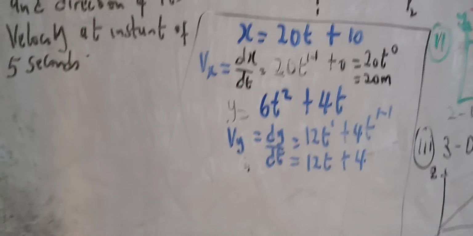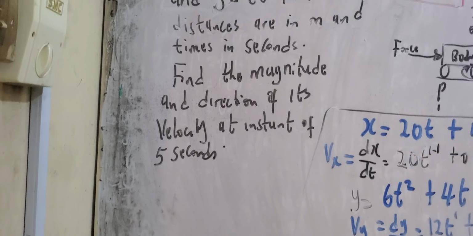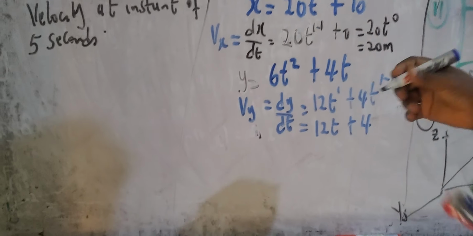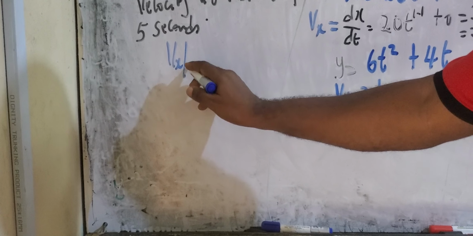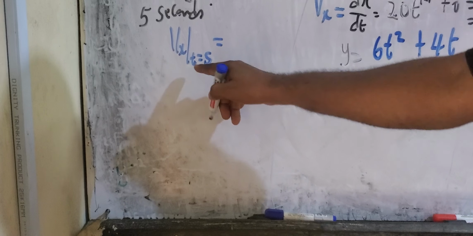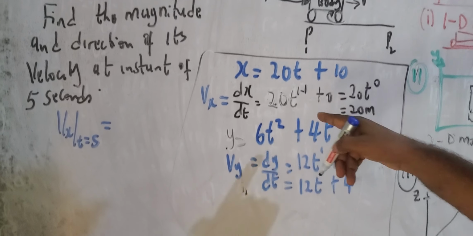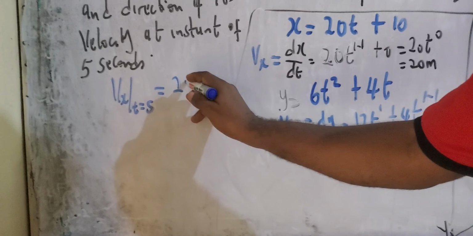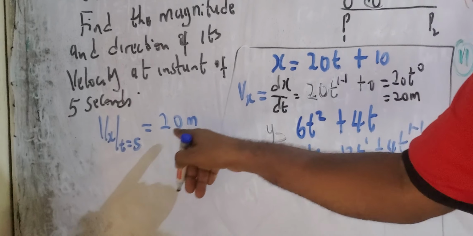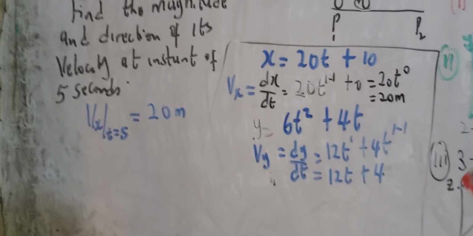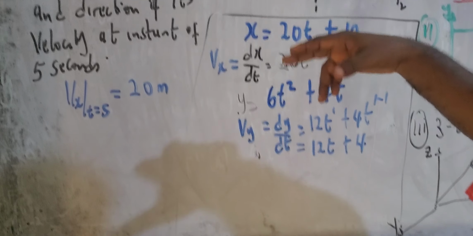So now, we are given the instant. They say find the magnitude and direction of the velocity at an instance of 5 seconds. So at an instance of 5 seconds, I write it as vx when the time t is equal to 5. That means anywhere you see t, you put 5 here. Along the x-axis, this thing is a constant, so we don't need to substitute anything. That means the velocity at an instance of 5 remains 20 meters. That means the value of the velocity does not change as regards the components of that motion along the x-axis.